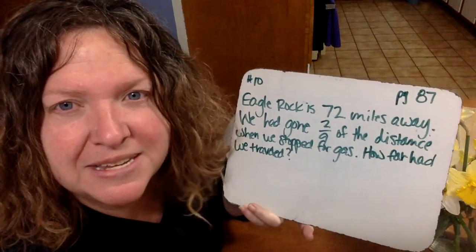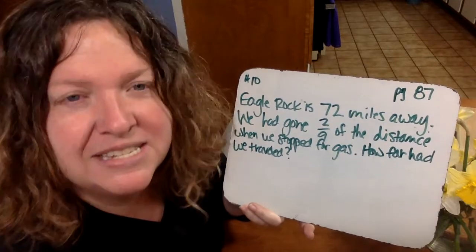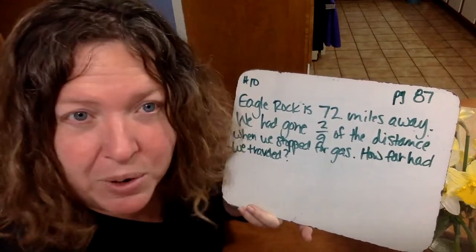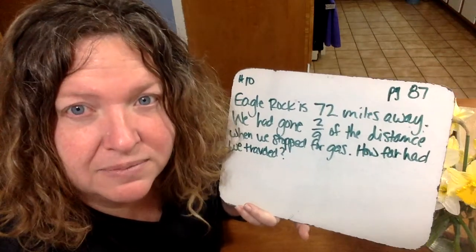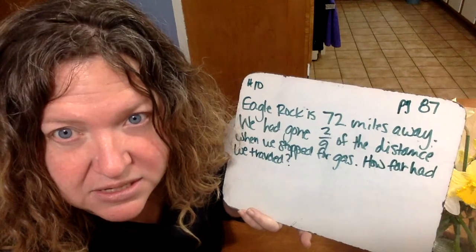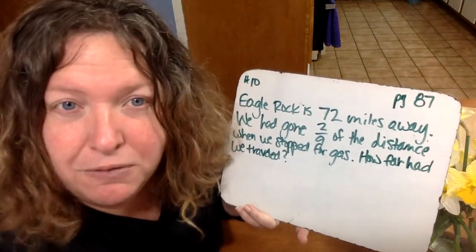So number 10 says, Eagle Rock is 72 miles away. So we're apparently going from wherever we are to Eagle Rock. We had gone 2/9 of the distance when we stopped for gas. How far have we traveled?